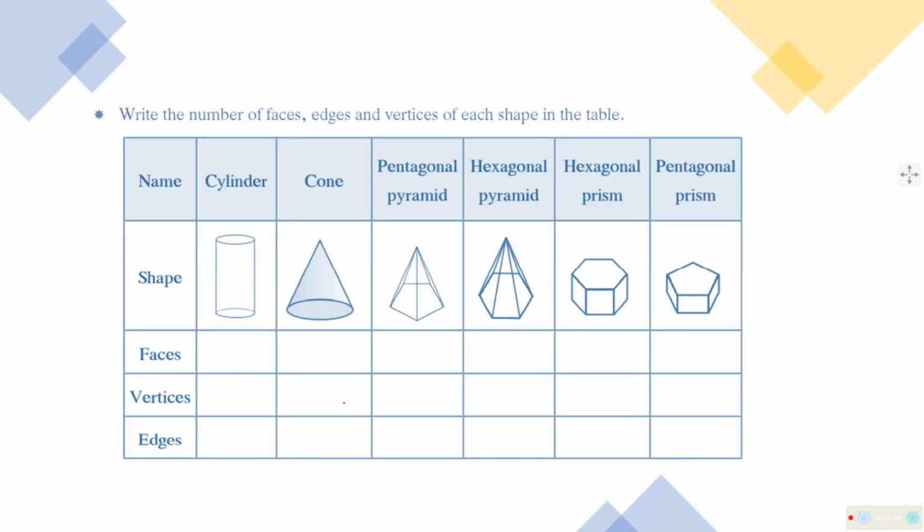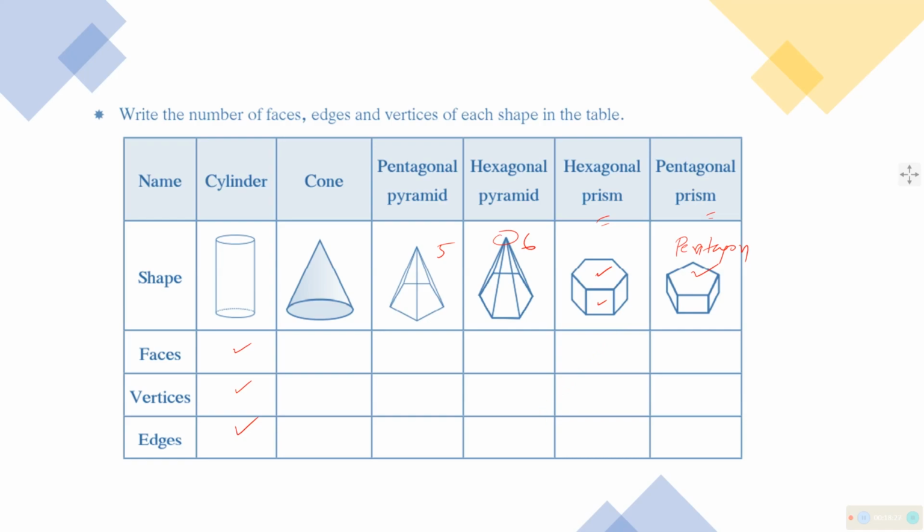One question is there in your textbook regarding this, writing the faces, vertices and edges. Only one question is this, so I am not solving it because you will not get a chance to apply your common sense to answer it. Cylinder, cone, pentagonal pyramid, as I told you, 5-sided. Hexagonal pyramid, which is 6-sided. Hexagonal prism, very good. Here the top and bottom are of the same size and shape, so it became a prism. Here there is an apex, so it is a pyramid. Here it is a prism. Pentagonal prism means both top and bottom are pentagons. A pentagon is a regular figure having 5 sides.